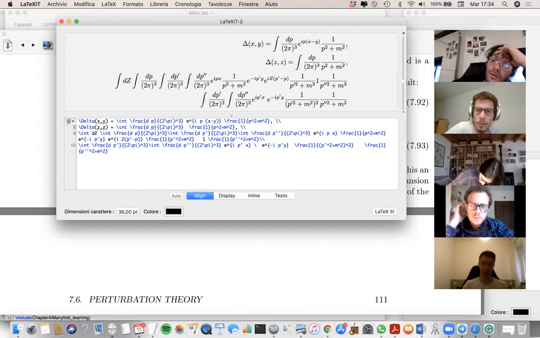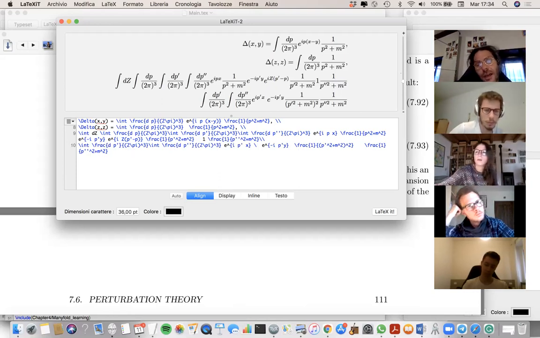Now I've reduced the problem to a still divergent integral because, hey, it was divergent before. Divergent must be still there, right?